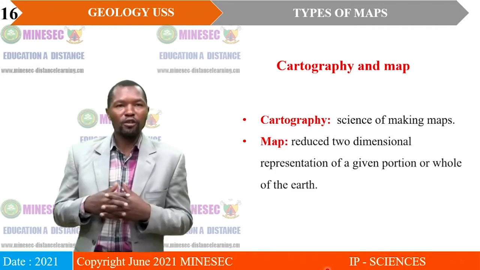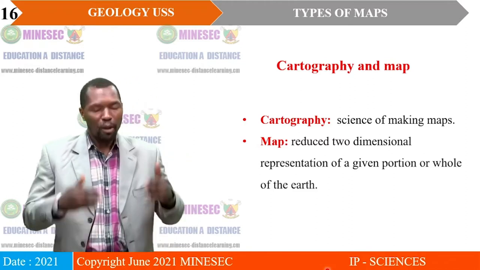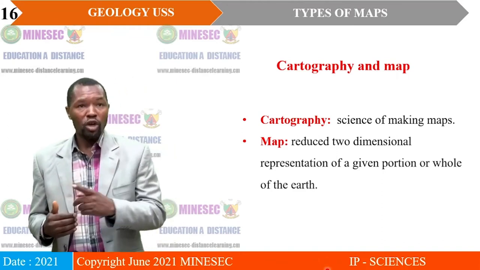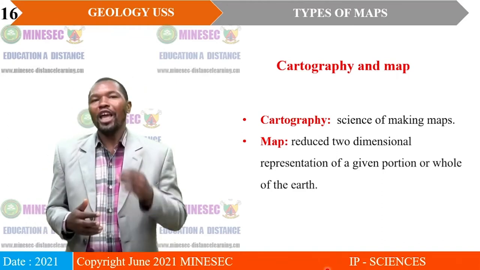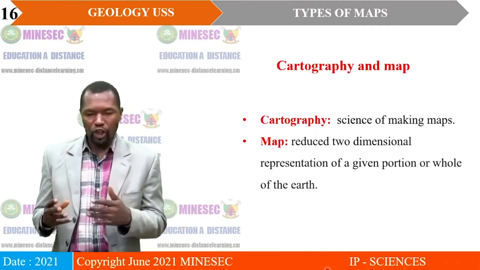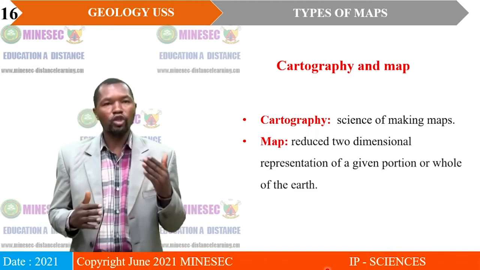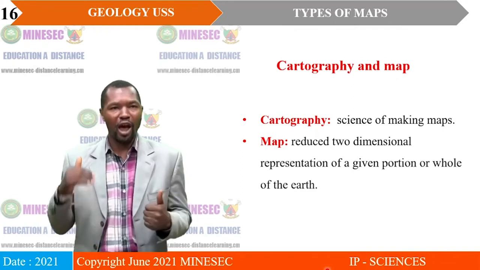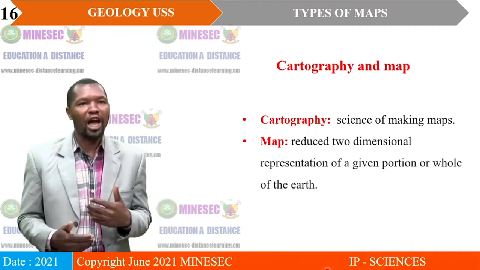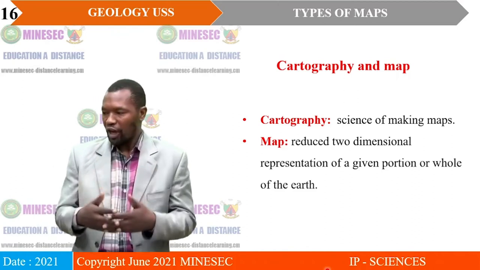From figure one, which was titled map one, you can realize that a map is a diagrammatic, two-dimensional representation of a given portion or whole of the earth. By two dimension, we mean paper presentation or a chart, because two dimensions simply means the length and the width. So a map is a reduced two-dimensional representation of a given portion or of whole of the earth.